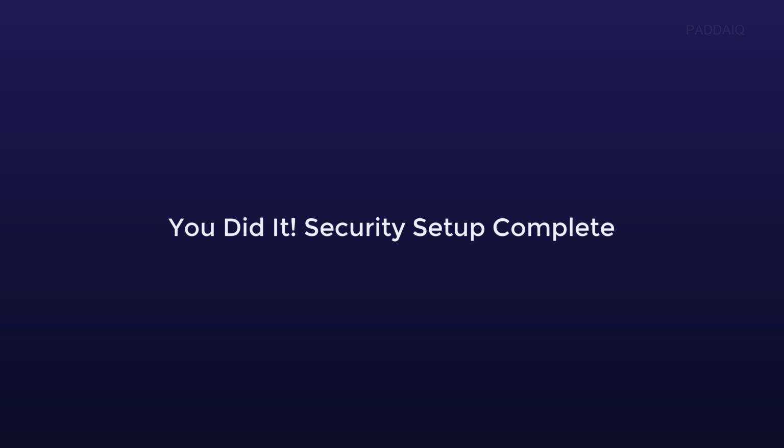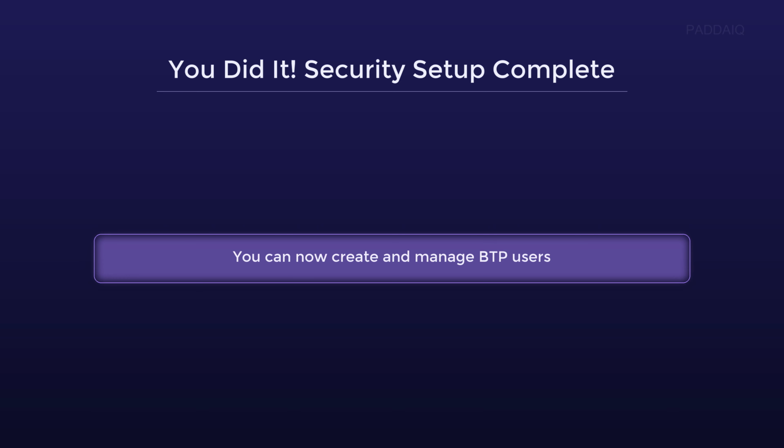Security setup is now complete and operational. You can now create and manage BTP users. This means you have the administrative control to add people to your account and assign them specific access. For example, you could add a new developer and grant them permission only to view applications. This foundational step enables your team to work securely on the platform.